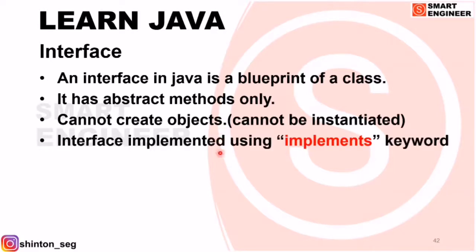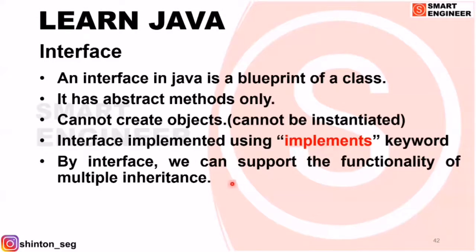An interface is implemented using the keyword implements, whereas in an abstract class the keyword was extends. In an interface, the keyword is implements. By interface, we can support the functionality of multiple inheritance, but in an abstract class, multiple inheritance is not possible. So that's all about interface.